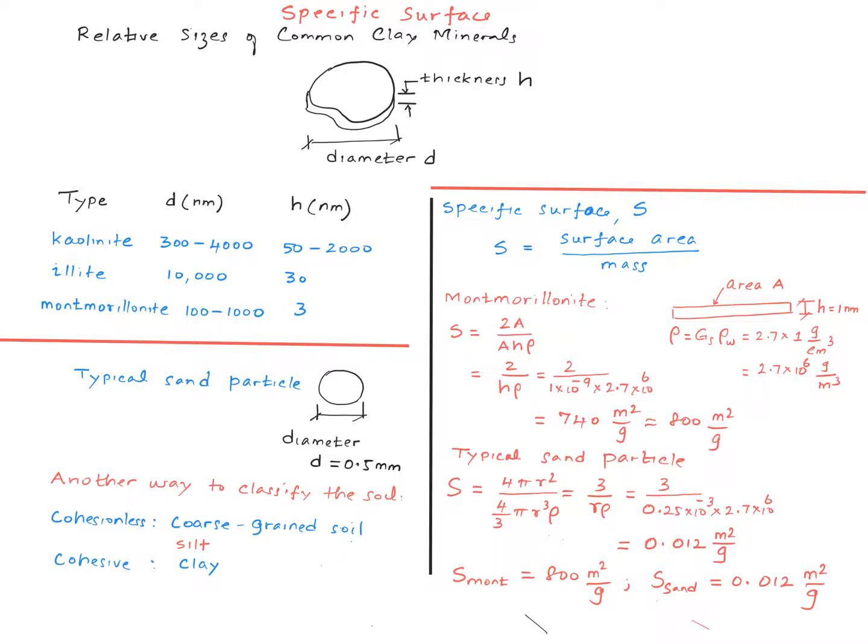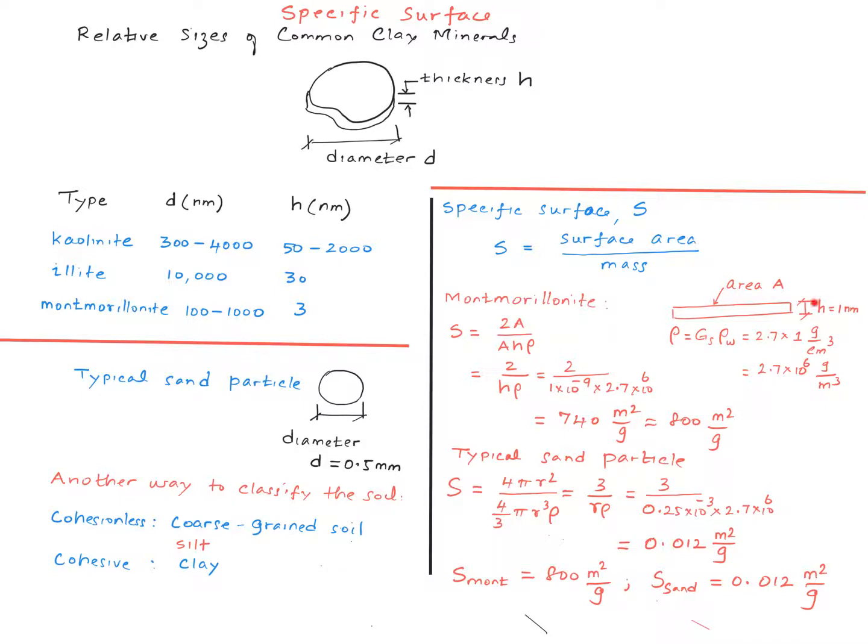Actually, the thickness of a basic montmorillonite sheet is 1 nanometer. But a particle consists of a few of those, and therefore here the thickness of the clay particle is listed as 3 nanometers. But for my calculations here, I'm going to assume the thickness of a basic montmorillonite clay mineral, which is 1 nanometer. Assuming a specific gravity of 2.7, the density works out to be 2.7 times 10 to the 6 grams per meter cubed.